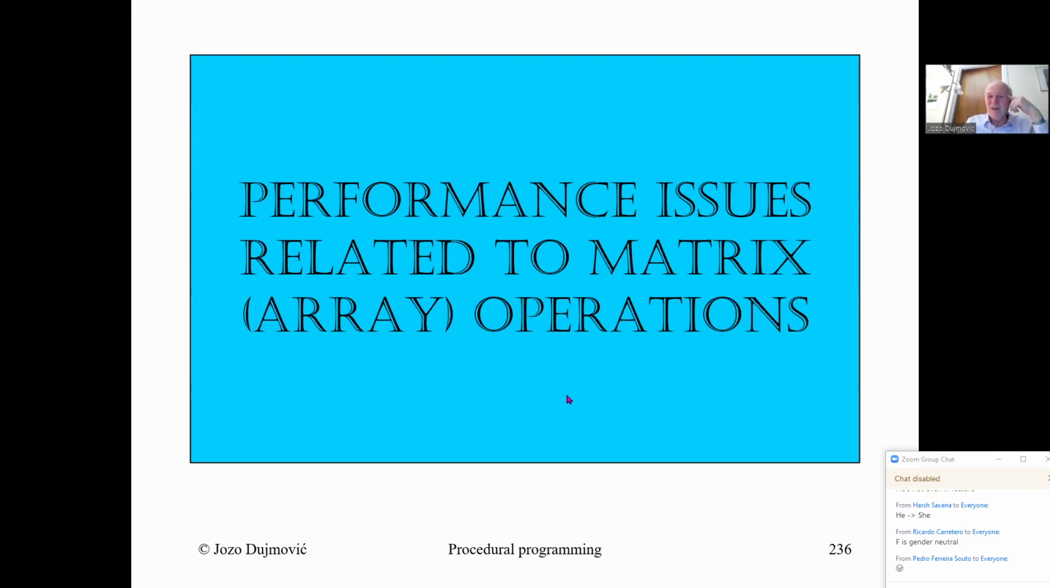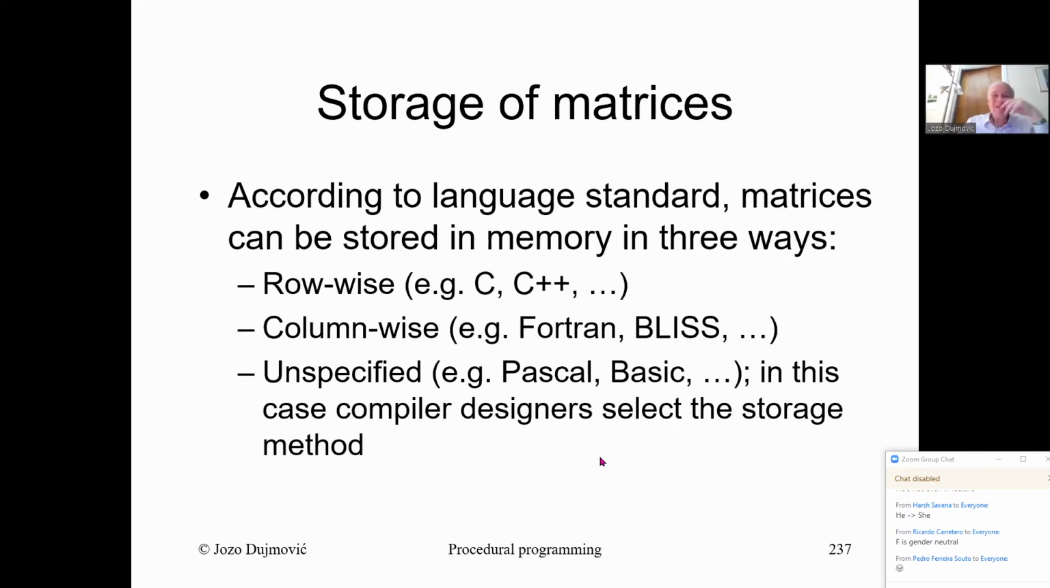So performance issues related to matrix or array operations are this problem. You can have either row-wise or column-wise storing of matrices. If you have row-wise, you have languages like C, C++, etc. They have row-wise storage, or there are languages that have column-wise. If we have row-wise, that is written in the computer standard. If we have column-wise, that is also written in the computer standard.